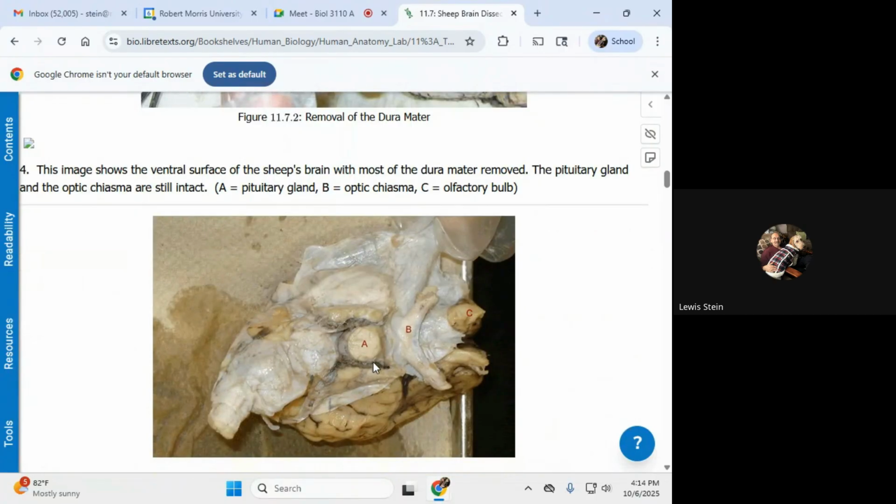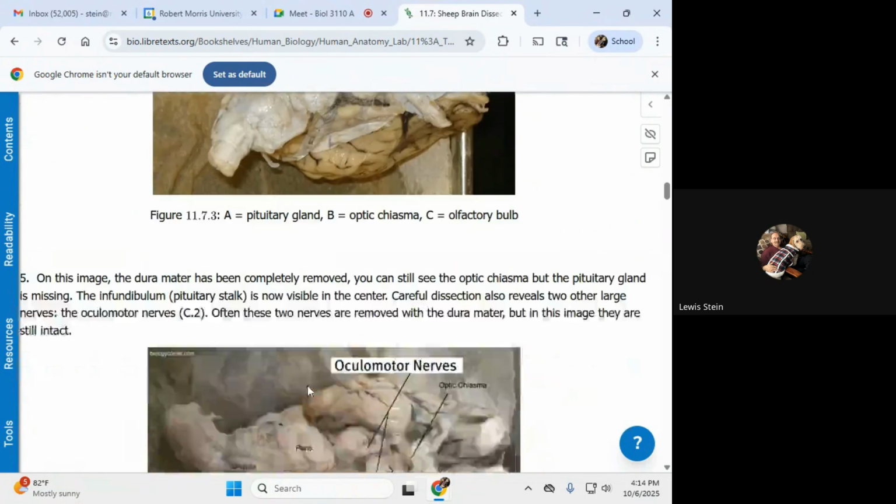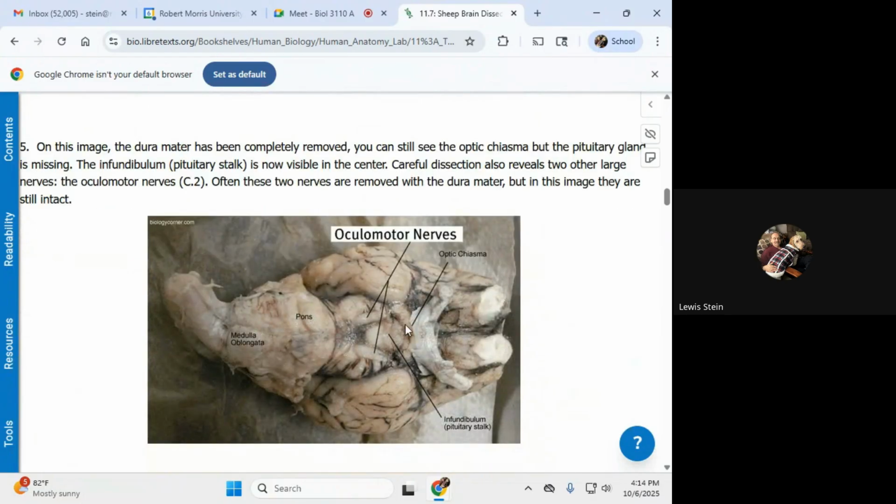Again, they're showing you the pituitary and optic chiasm. So they removed some of it and allowed that. For instance, that would probably be trigeminal. That would be probably trigeminal. So now they've got it removed. The trigeminal is all the way down here. This is the oculomotor nerve. So these are the three that you'll definitely see.